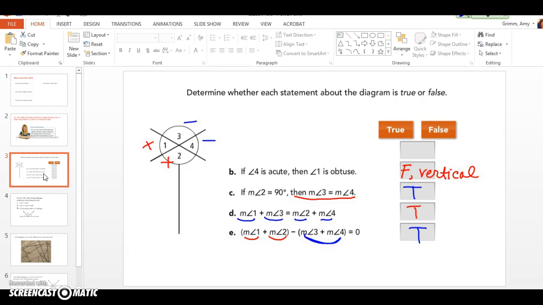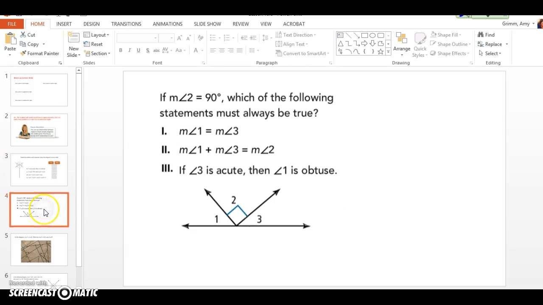All right, let's look at the next one, that's problem solving. It says, if the measure of angle 2 is 90, which they already marked for us right here, which of the following statements must always be true? Okay, so we know this is 90. What do we know about this? That it's 180. Good, so this is 180 and this is 90. Does this mean that angle 1 has to be equal to angle 3? Does it have to? Oh, no.